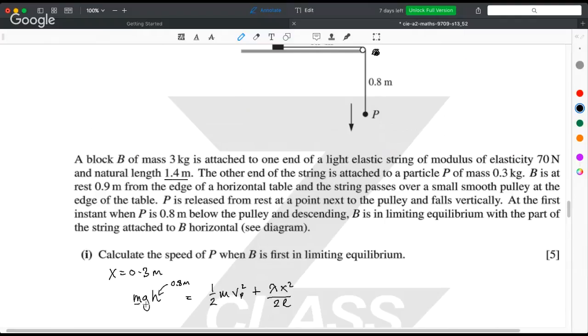Sorry, this is m_P. We know m, we know g, we know h. This is m_P again. We know v. Sorry, we don't know v, we're solving for v. We know lambda, we know x, we know L. And so we can solve this. For v_P is 1 meter per second.